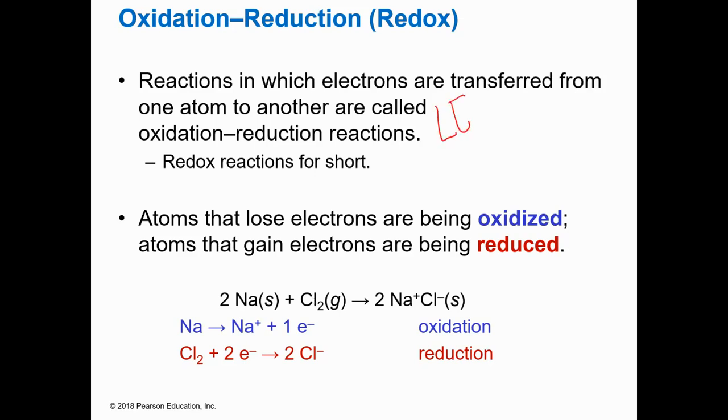Some things I need you to remember are these acronyms. LEO says GER. LEO stands for loss of electrons is oxidation. And if you look down here at the bottom, when the electrons are coming out of the reaction, it lost them. And then the GER is gain of electrons is reduction, and those are going into the reaction.